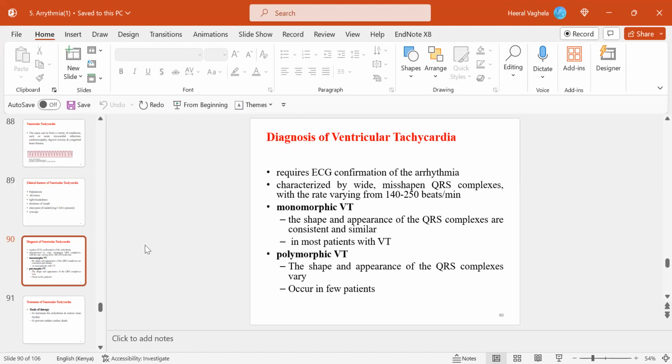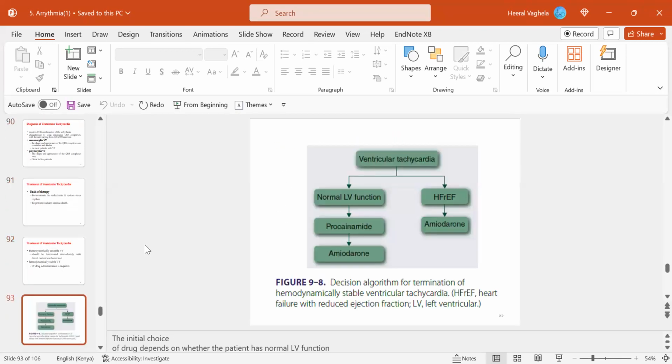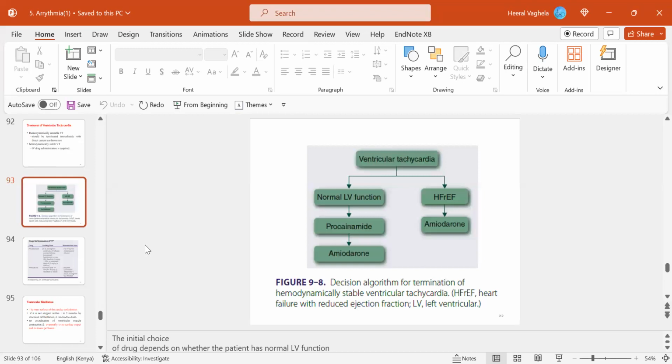And then for goals of therapy, simple. If it's normal left ventricular function, then you consider procainamide and amiodarone. But with preserved ejection fraction, then you give this medication. That's it for ventricular tachycardia. You want to lower that heartbeat.